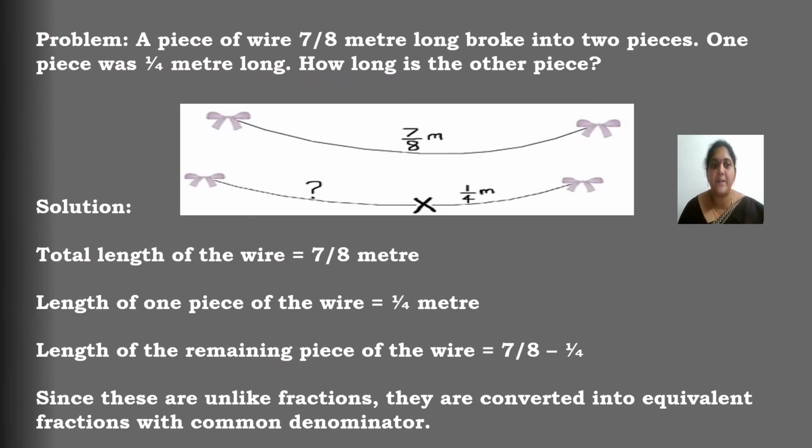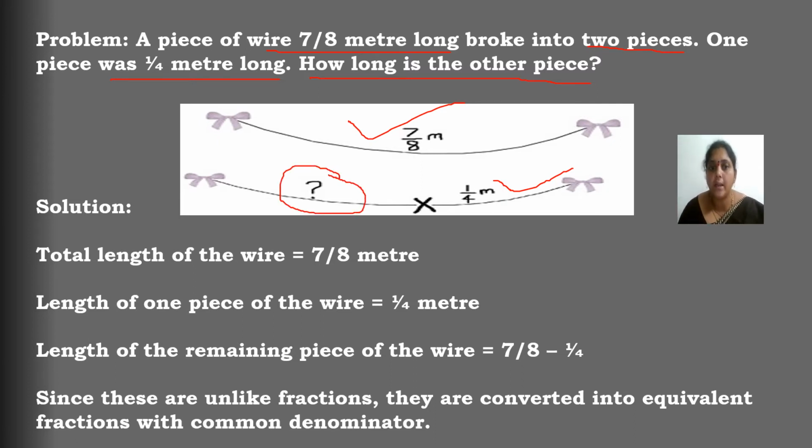One more example we will see here. A piece of wire 7 by 8 meter long is broken into two pieces. One piece was 1 by 4 meter long. How long is the other piece? Here you have to do subtraction. This is your total wire. In that you have taken 1 by 4. You have to find what is left.